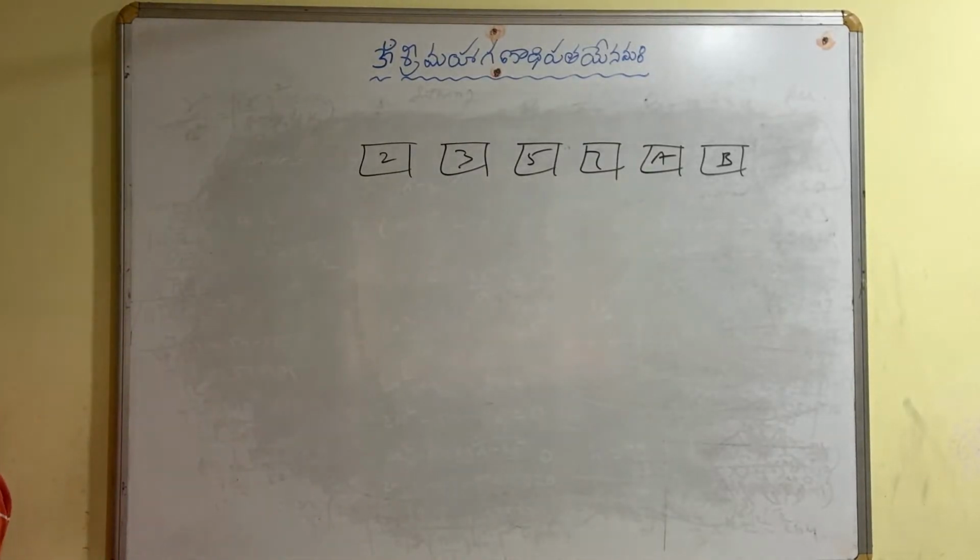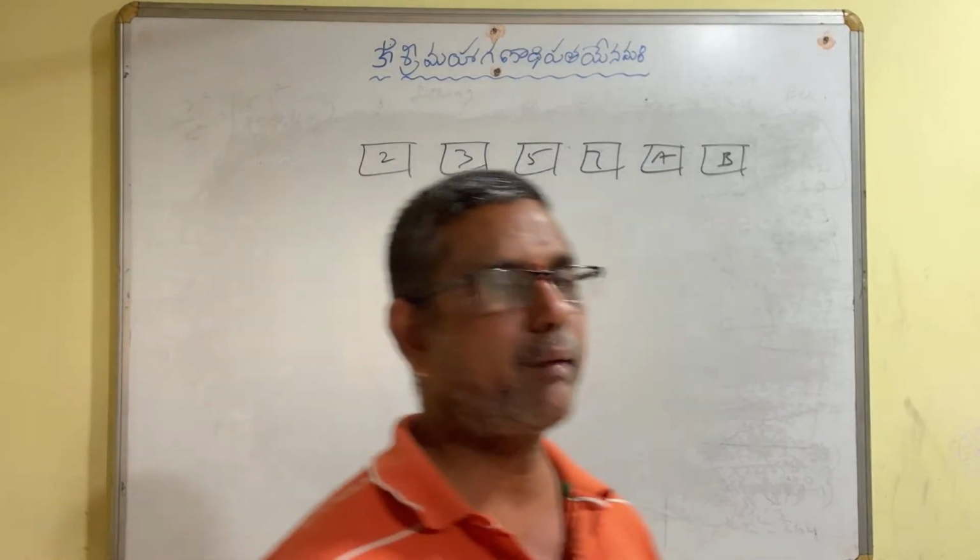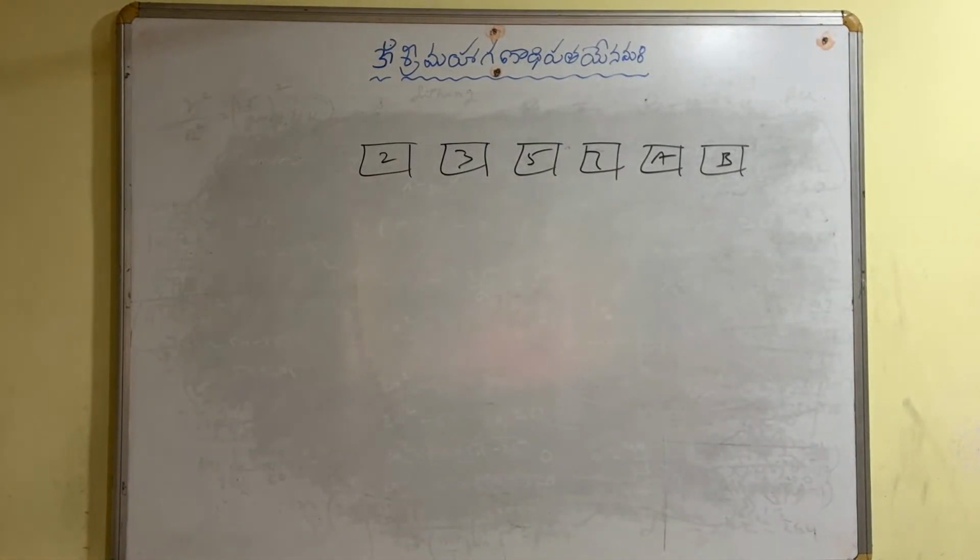Next, find the probability of getting a prime number. Prime number, children. నాలుగు ప్రైమ్ నెంబర్లే, 2 ప్రైమ్, 3 ప్రైమ్, 5 ప్రైమ్, 7 ప్రైమ్. So 4 by 6, 2 by 3. Very good. 4 by 6 is 2 by 3. Good.